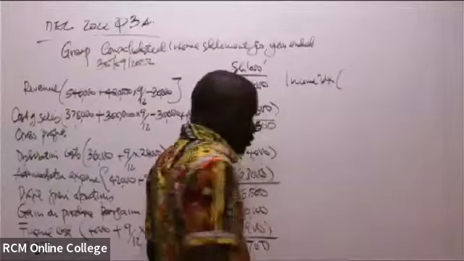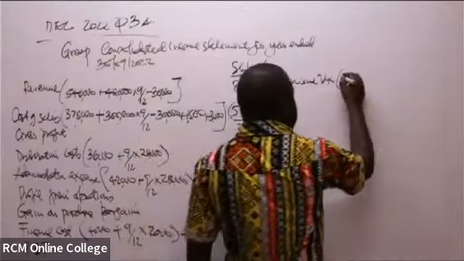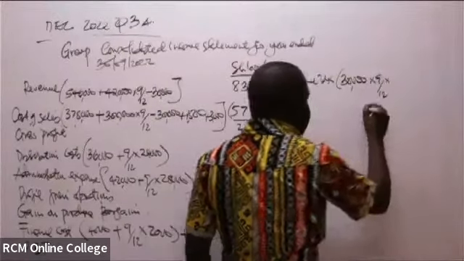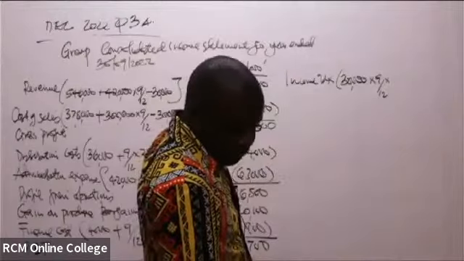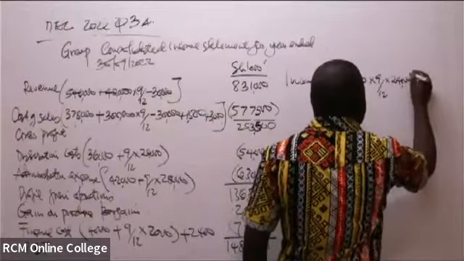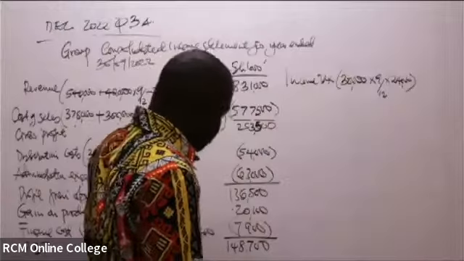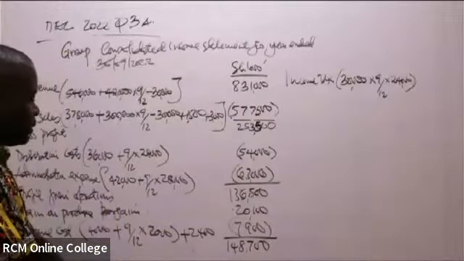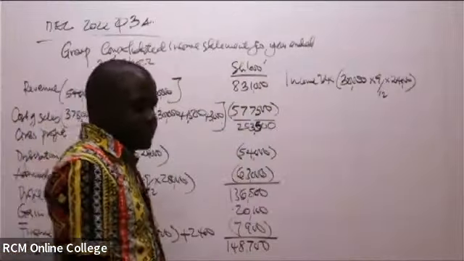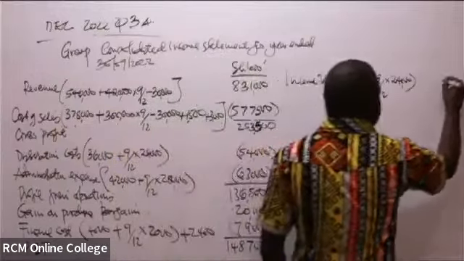So we'll take that of the holding company, which is 30 million, multiplied by 9 out of 12, plus that of the subsidiary, which is 24 million. So you can do the computation there. So income tax expense, just continue here. It is coming to 48 million.